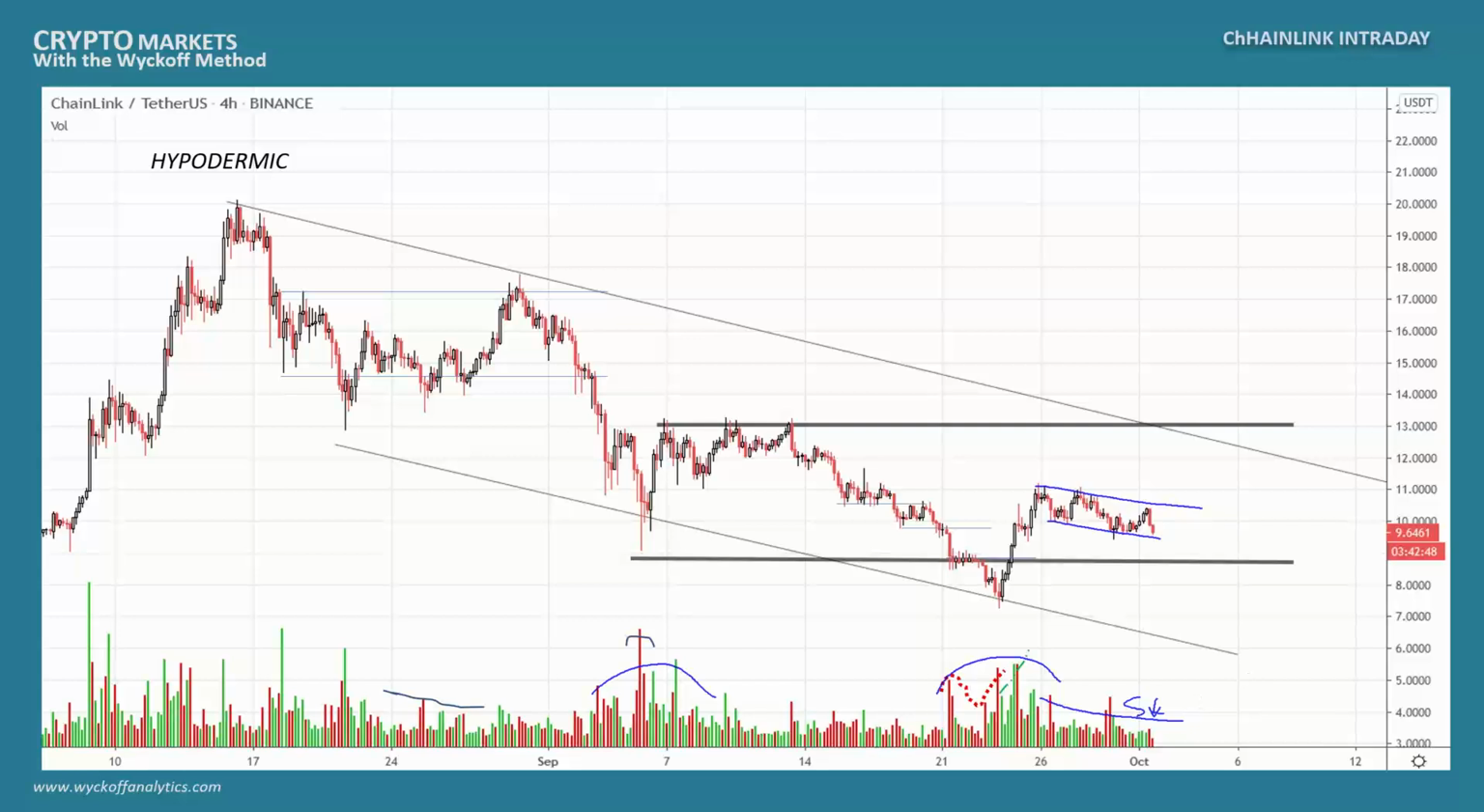I would like to see Chainlink preserve the support of this range. That would be a very significant retest of the low, and then rallying back to the top of the resistance and possibly breaking this supply line, that is very, very important. What are your thoughts on that, Roman?